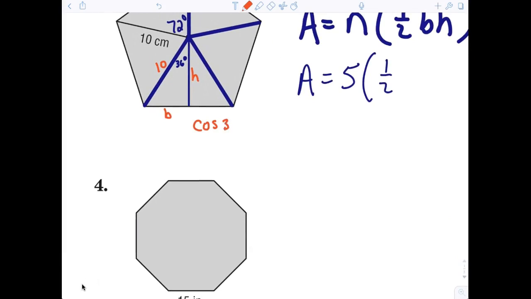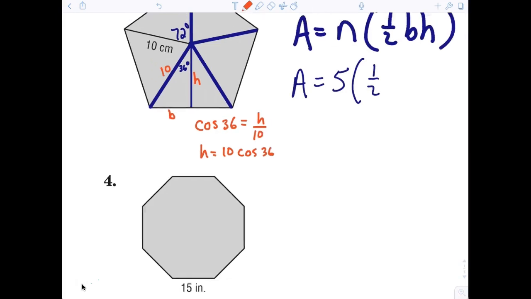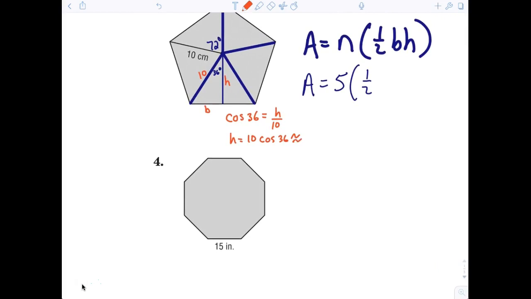Cosine of 36 is equal to H over 10. All right? So the height in this particular case is 10 cosine 36. It's really simple. If you understand the trig rules, it's very simple. All right, so somebody tell me what 10 cosine 36 is. 8.1. It's about 8.1. So now in my formula, I'm going to come up here and I'm going to put 8.1.